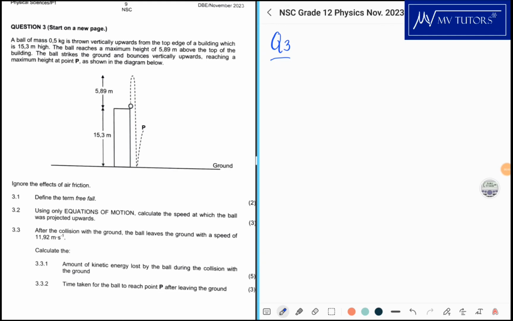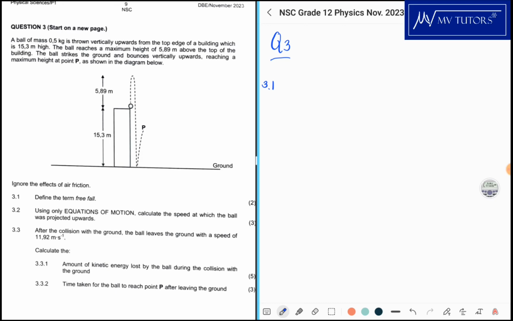So a ball of mass 0,5 kilogram is thrown vertically upwards from the top edge of a building which is 15,3 meters high. All right, so it is thrown, meaning there's an initial velocity. The ball reaches a maximum height of 5,89 above the top of the building. The ball strikes the ground and bounces vertically upwards, reaching a maximum height at point P as shown in the diagram below. All right, so ignore the effects of air friction and define the term free fall.